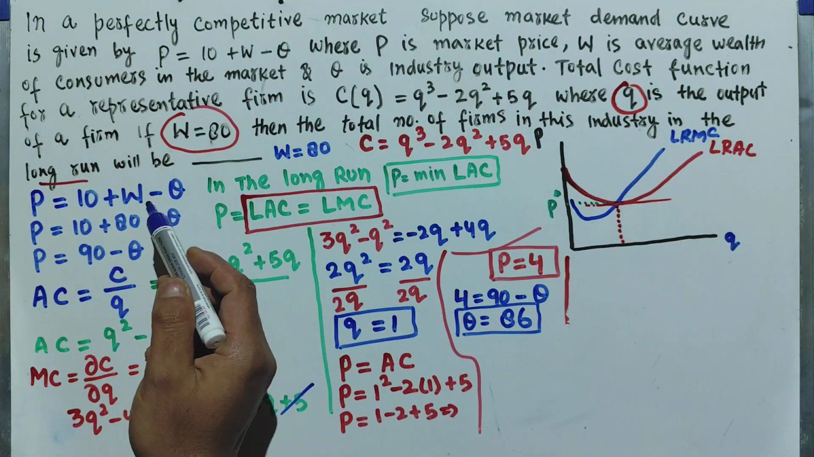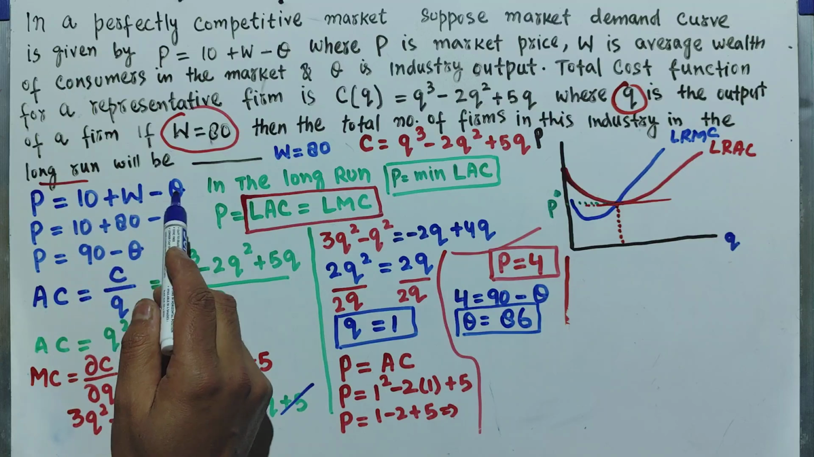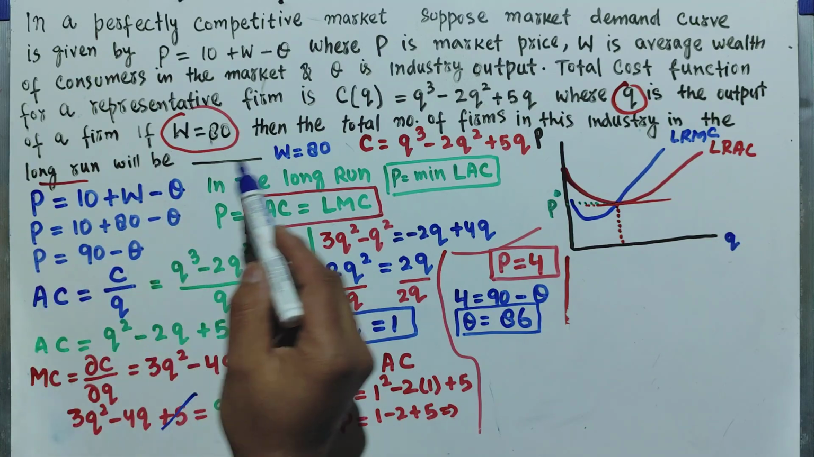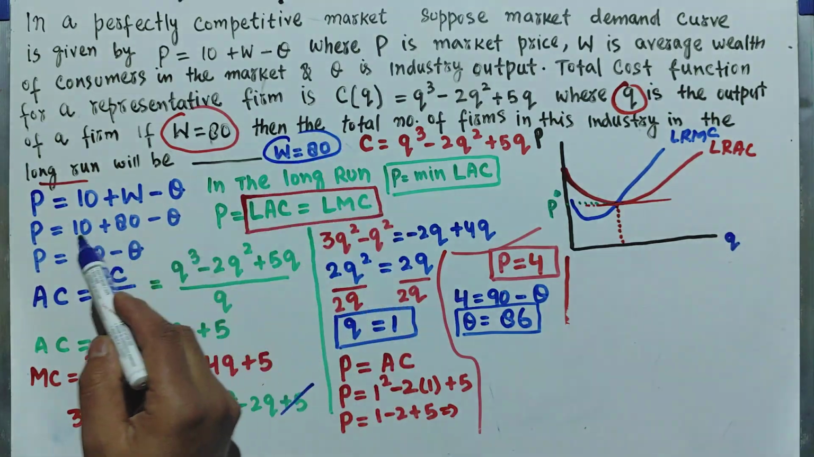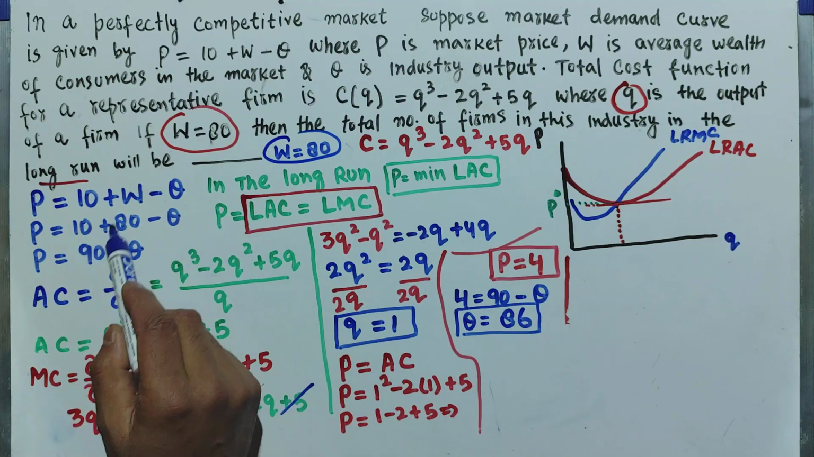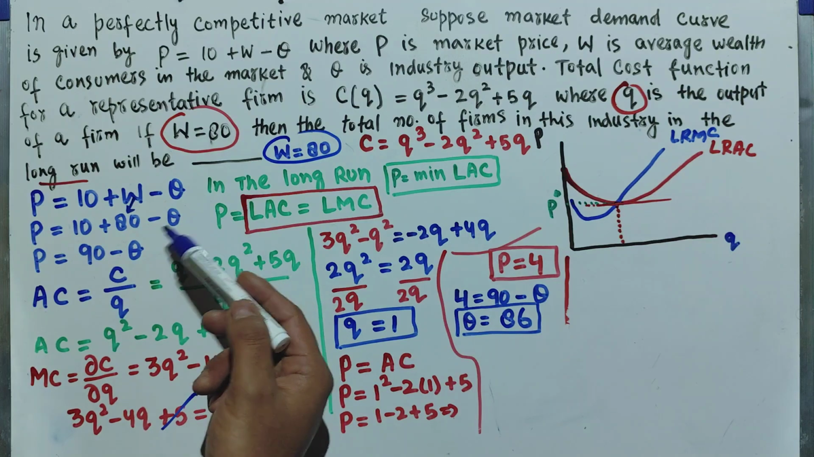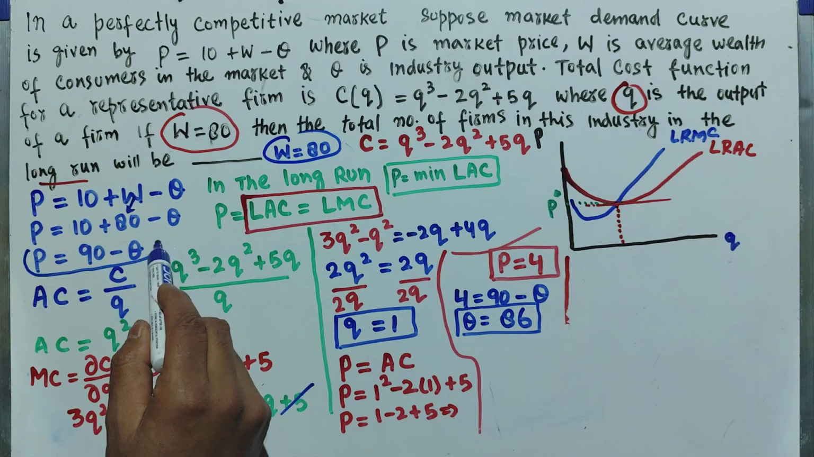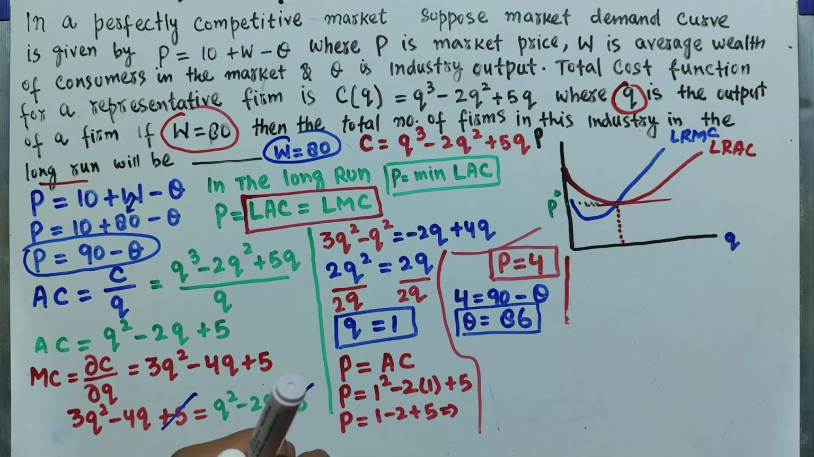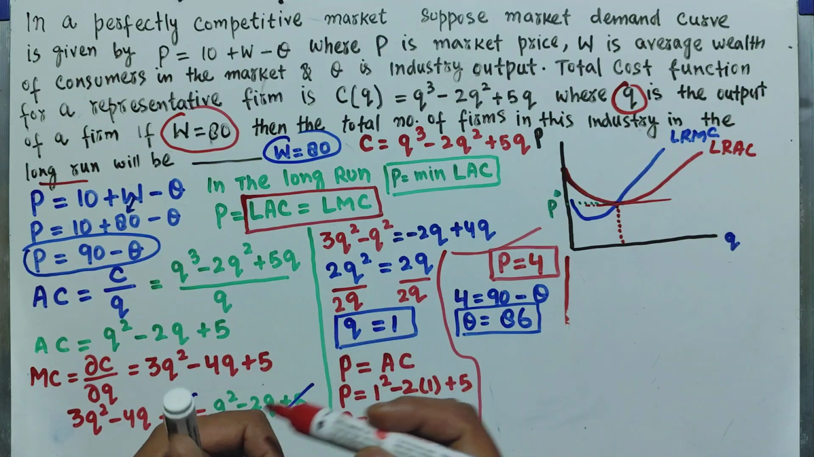So first thing is, what will we do? We write the given market demand function P is equal to 10 plus W minus Q. Since we know that the average wealth of the consumer is 80, I can write P is equal to 10 plus, in place of W we write 80. Then we have the industry output, which is Q. So this will denote the industry inverse demand function, that is P is equal to 90 minus Q.